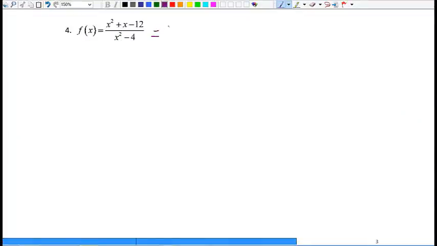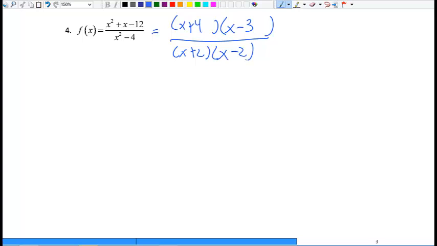All right, we're going to factor first. So we got x plus 4, x minus 3 over x plus 2, x minus 2. Okay, so no holes, nothing divides out. So we are good. We'll just keep going from here.